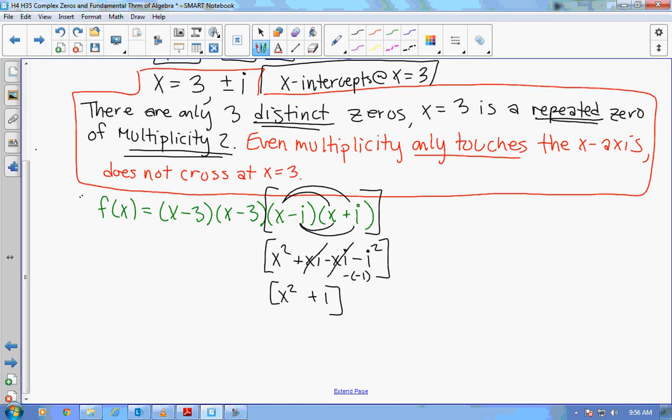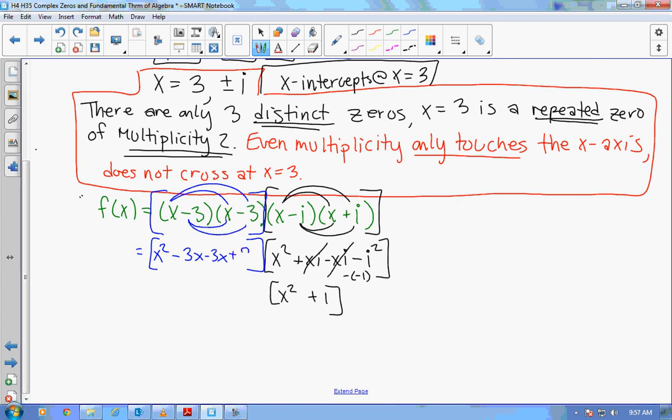Okay, now I'm going to work with the binomials here on the left. Now I'm going to look at these 2. What is x times x? X squared. X times negative 3, negative 3x. Negative 3 times x, negative 3x. Negative 3 times negative 3.